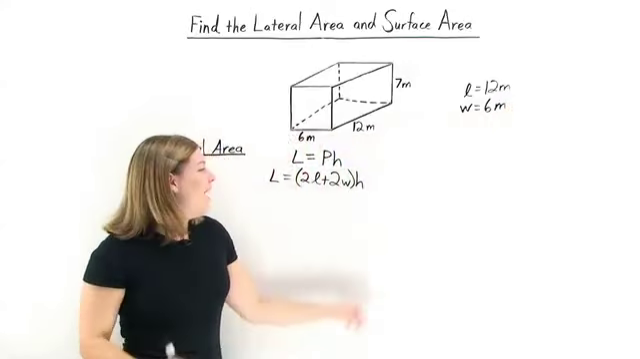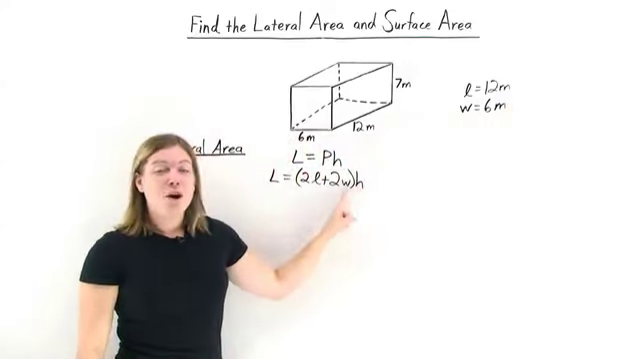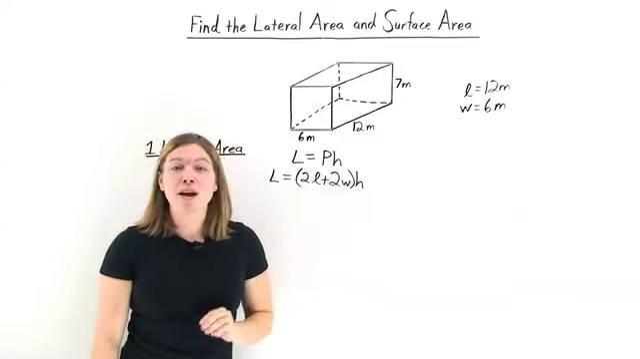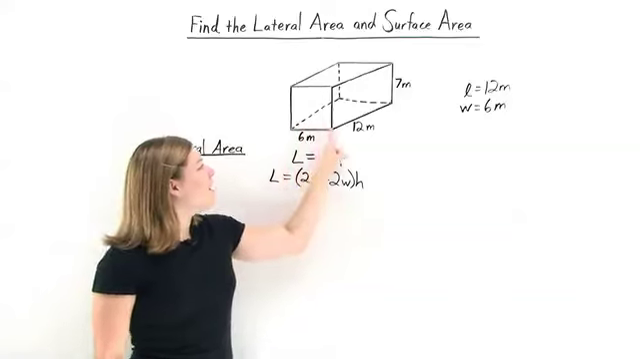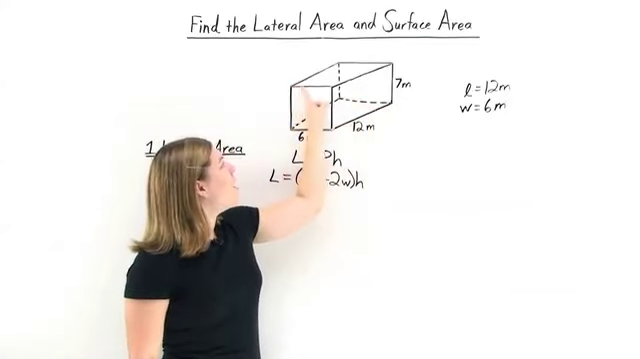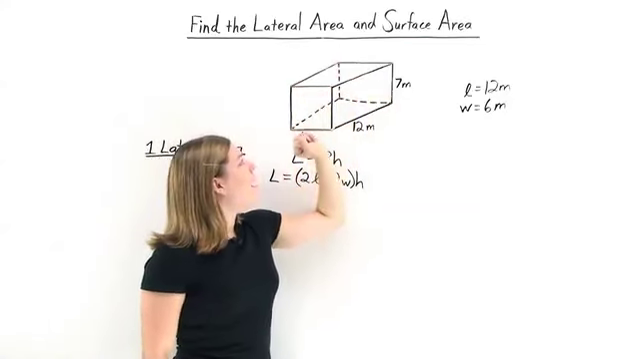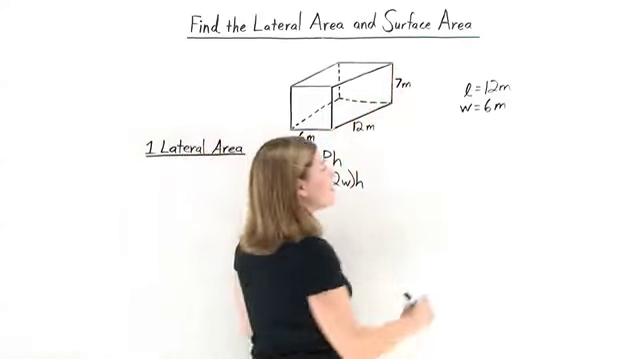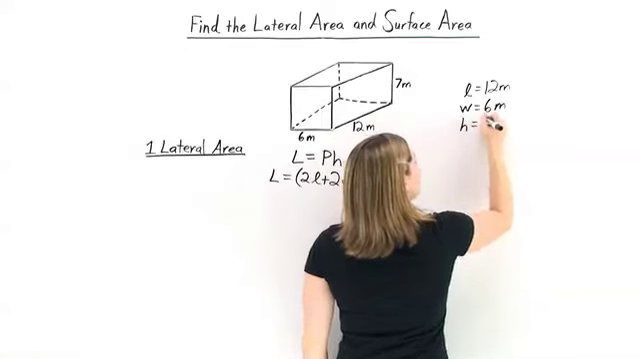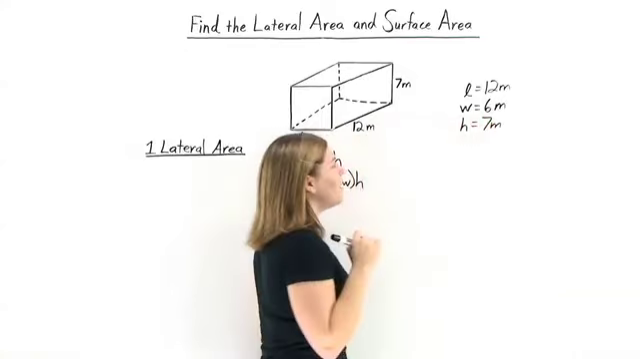Great! Now what about the height? Well, the height of a prism is found by taking the measurement between the two bases. Again, here is one of our bases, and here is the other. And the measurement between them is this length right here, 7 meters. So that means that H, our height, is 7 meters.